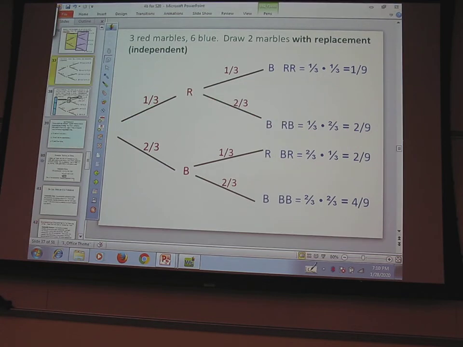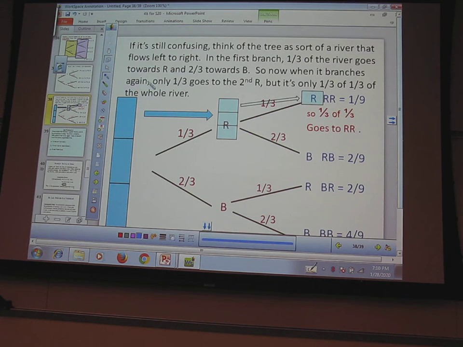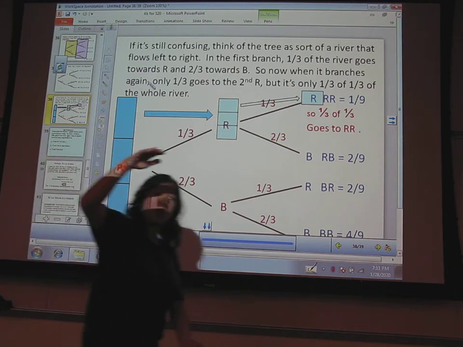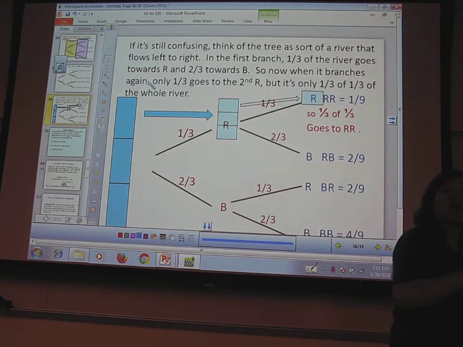This is how I like to look at it. So I need everyone's attention for like 30 seconds. Think of it like a river that's flowing. So you're flowing, you're in this river, and it branches. 1/3 goes to red, 2/3 goes to blue. You go towards red. So you're in this third of the river that's in red, and it branches again.